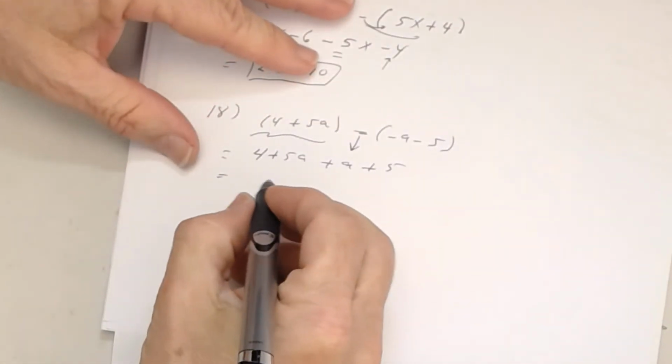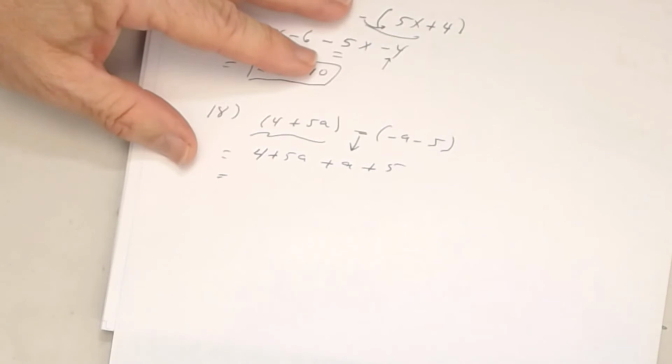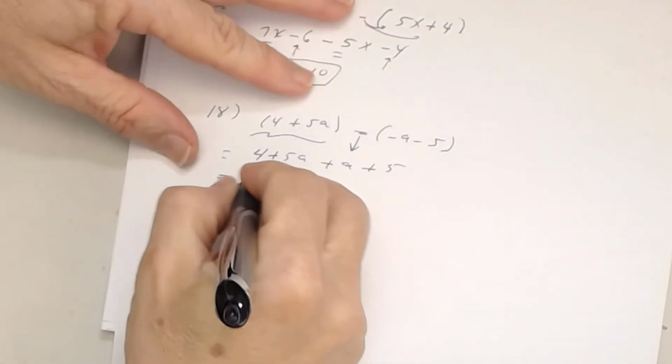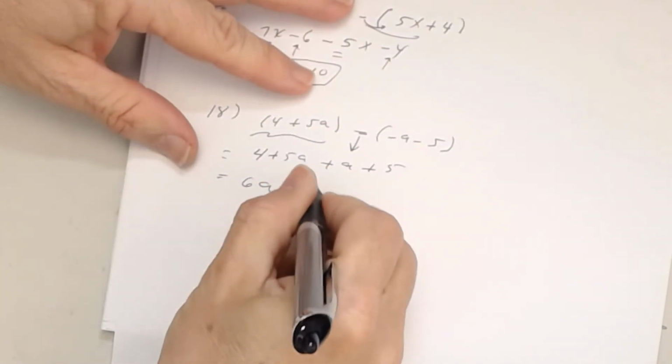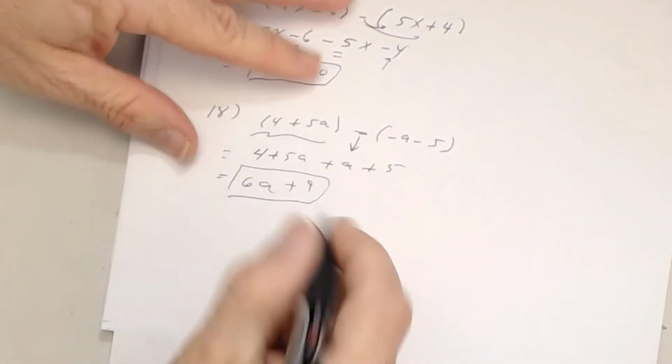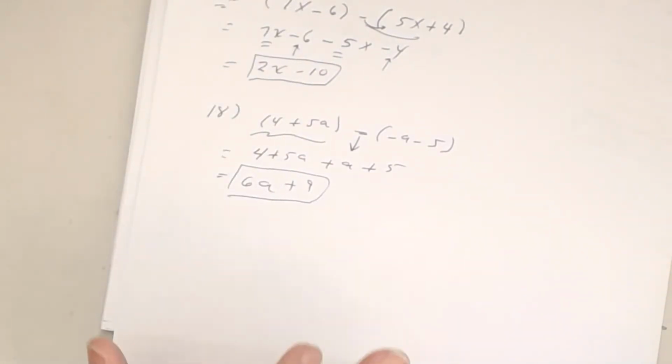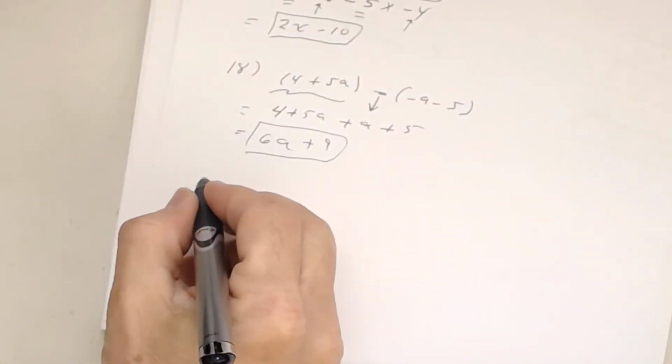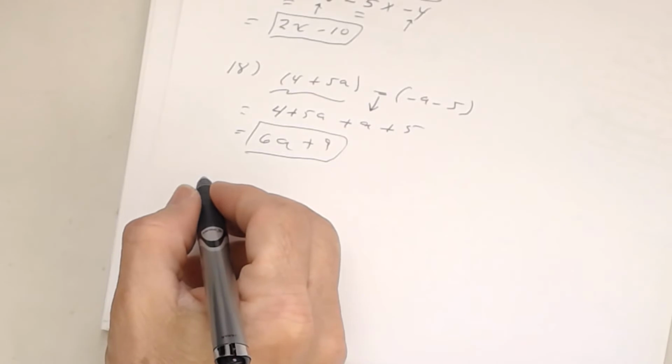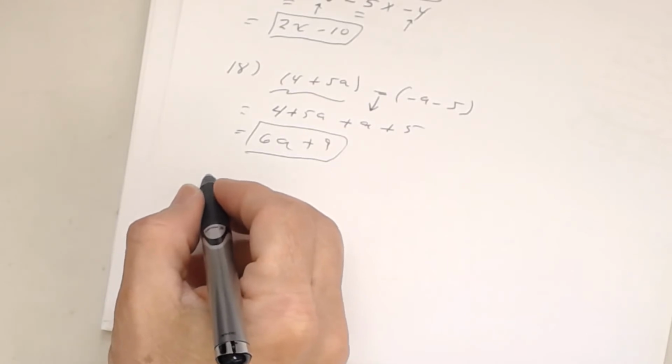What's the answer? And let's put in descending order since it's just one variable. How many a's? 6a plus 9. Okay. All right. Yeah, always put the constant last. Put the constant last.